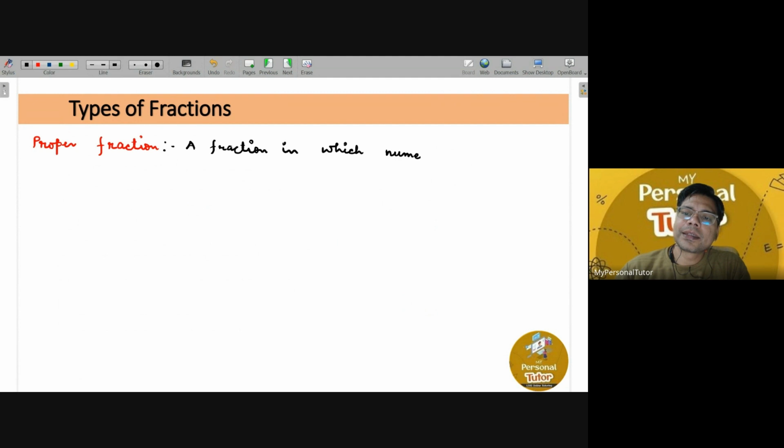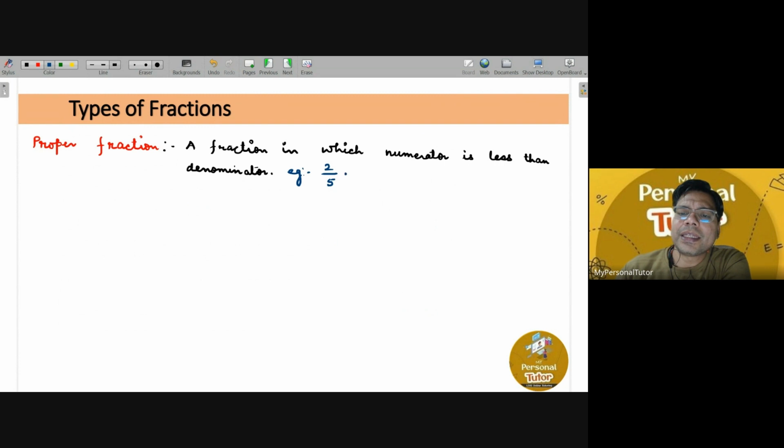A fraction in which the numerator is less than the denominator. For example, let us take the fraction 2 upon 5. Is it a proper fraction or not? Yes, it is a proper fraction. Why? Because the numerator, which is 2, is less than the denominator, that is 5.